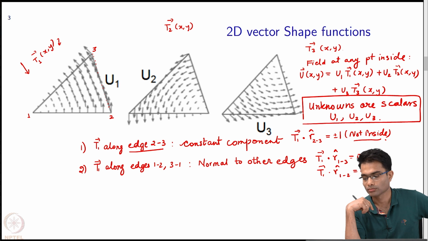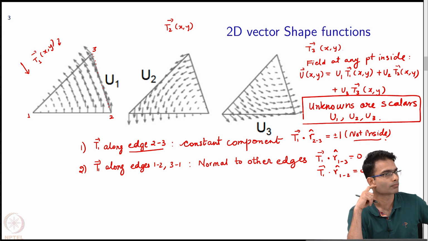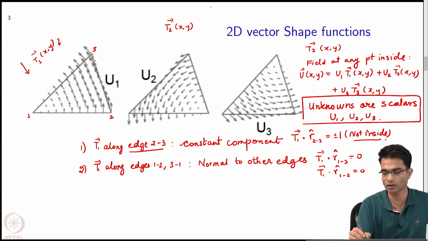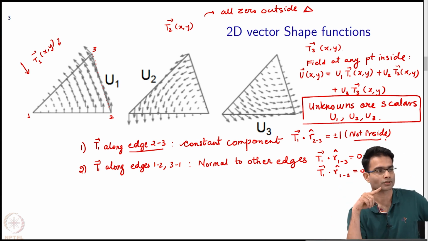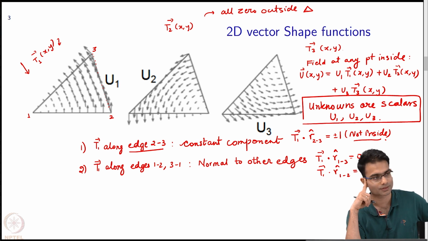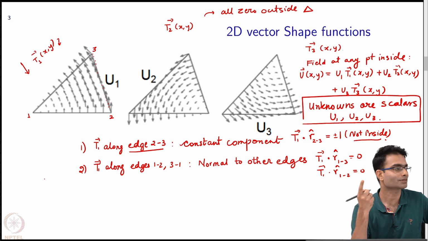Okay. Any other advantage that you can see of having done this? Hint is to think of more than one element. These are all 0 outside. So, something about common edges. What is a nice property of these things? They automatically take care of tangential boundary conditions.